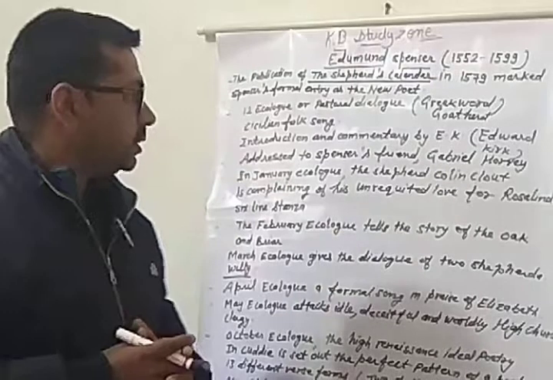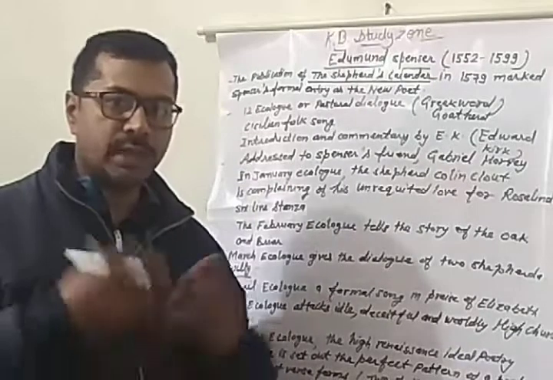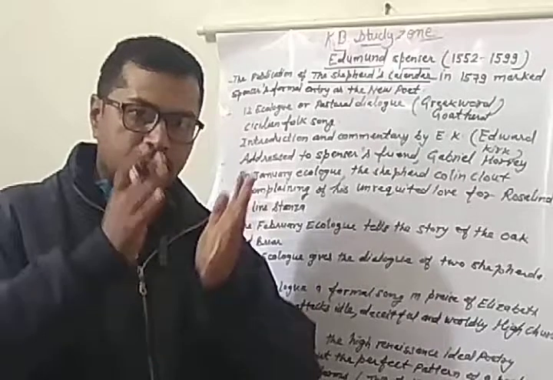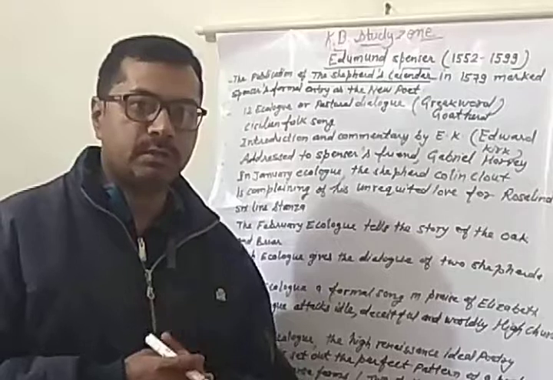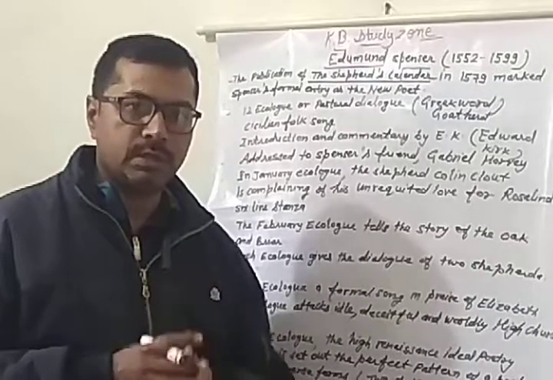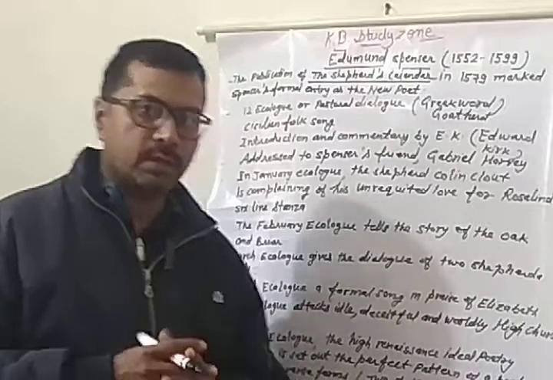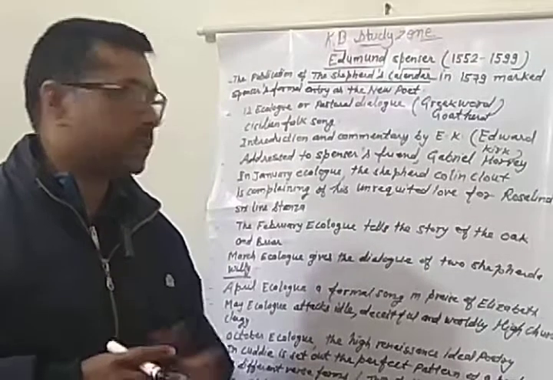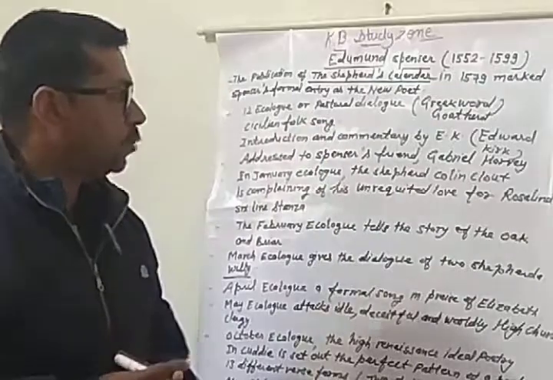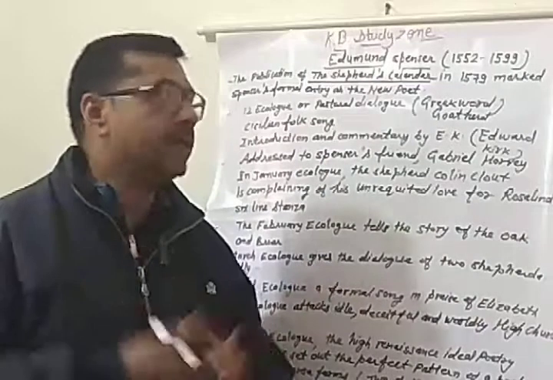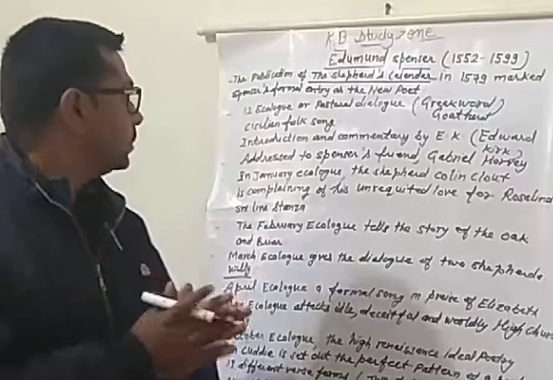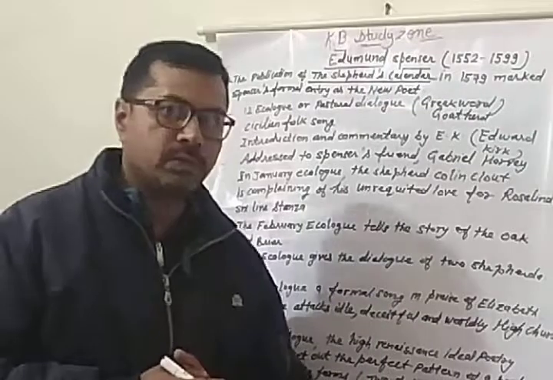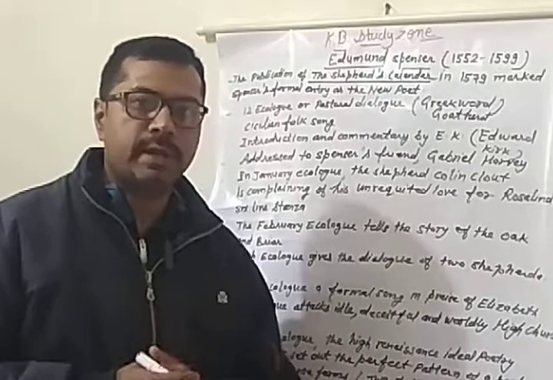Let us start Edmund Spenser's poetry. It is not easy to conclude his poetry, which is in bulk, in a single lecture. We will try to conclude it in 3 lectures. Today we have selected his first major poem, that is The Shepherd's Calendar. This poem was written in 1579 and it marked Spenser's formal entry as the new poet. As I have told you before, he is credited as the new poet.